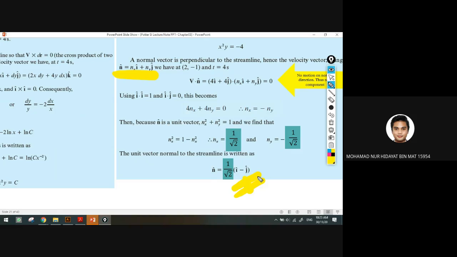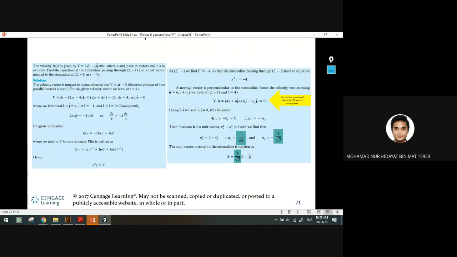So far, is it clear how to get the answer, the unit vector and the equations of the vector here? Anyone want to ask any questions? Are you okay? Is this clear?